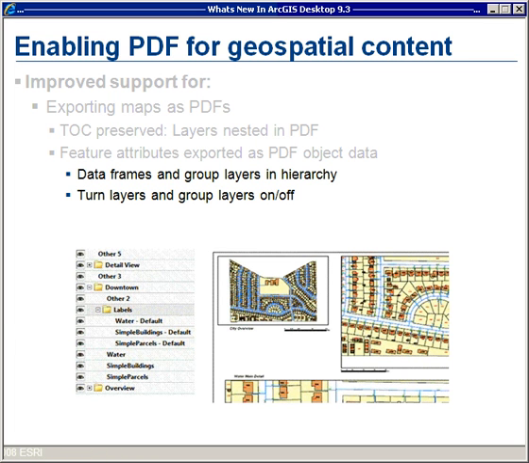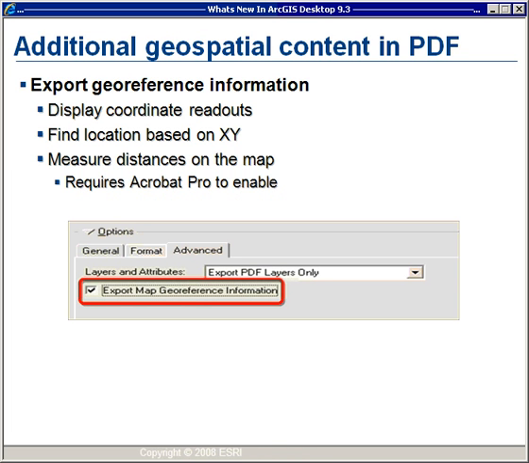And you'll also notice the little eye icon here allows you to turn on and turn off layers in the PDF document in ArcReader. I'm going to show you a little of this coming up in the demonstrations in a few minutes. Now, one more thing to keep in mind about PDF is that some additional geospatial content can also be passed across with your PDF document.